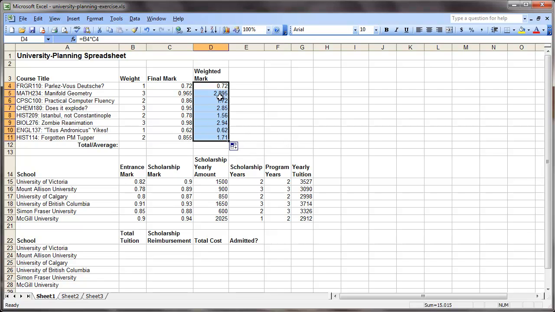Notice that some of these numbers are higher than 1. That's to be expected. These are percentages, sort of, but not really. They're just numbers we use to arrive at the final weighted average.